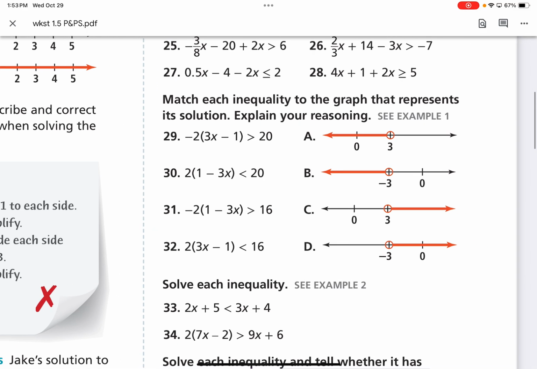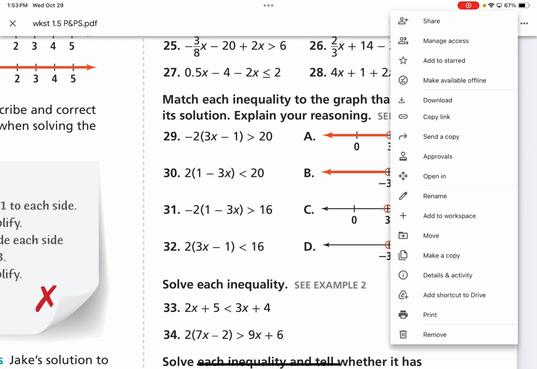So match each inequality, not for just writing answers down. Match each inequality to the graph that represents its solution. Explain your reasoning. Okay. We do have a little bit of work to do to solve this. Do you see that? So we need to distribute the negative 2, and get x by itself is really the goal here. Let me put this where I can write on it.